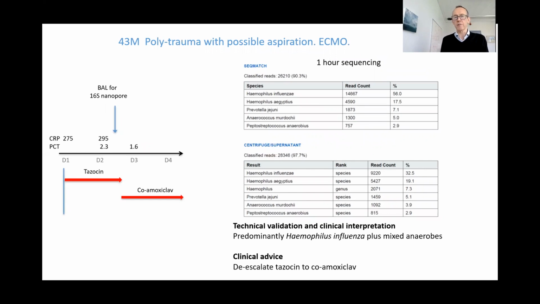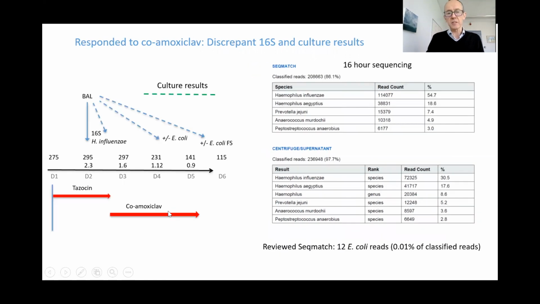Second patient, 43-year-old male, polytrauma, ingestions of multiple substances. Went across the road, damaged his lungs, possible aspiration, comes into hospital on ECMO. Only been in hospital about a day and a half, 2 days. And he's on tazocin. And we send the BAL off for 16S. And this is what we find, that the sequence predominantly is of Haemophilus influenzae. So this looks like an aspiration, Haemophilus mixed anaerobes, and we advise to de-escalate from tazocin to co-amoxiclav.